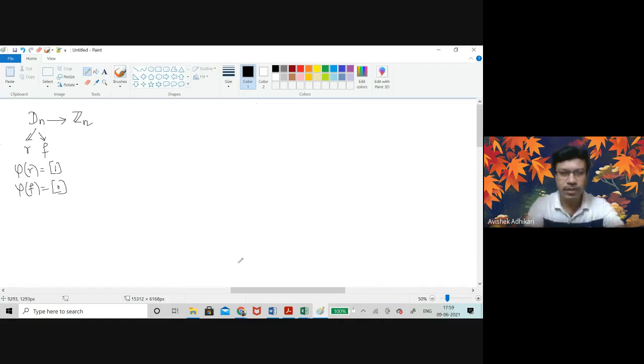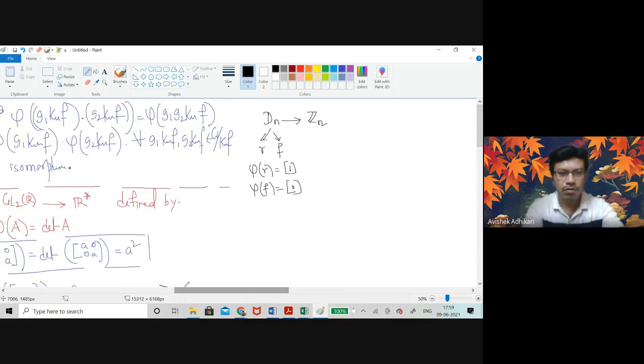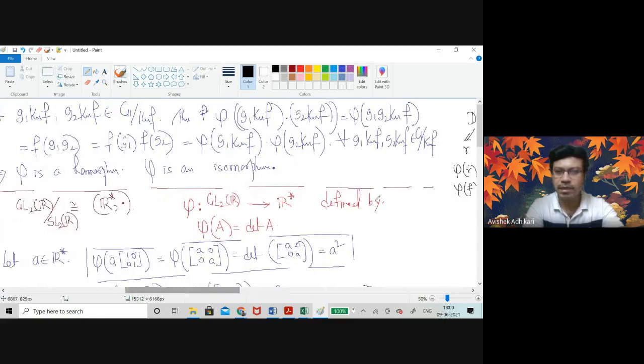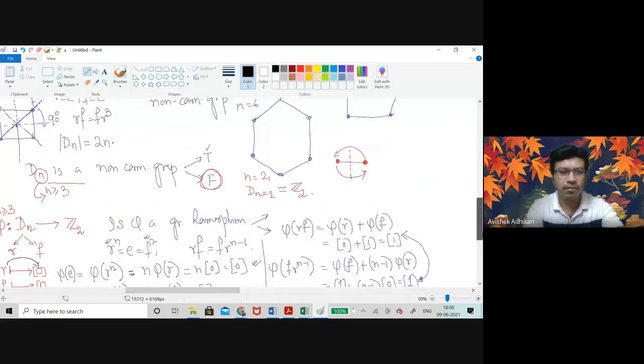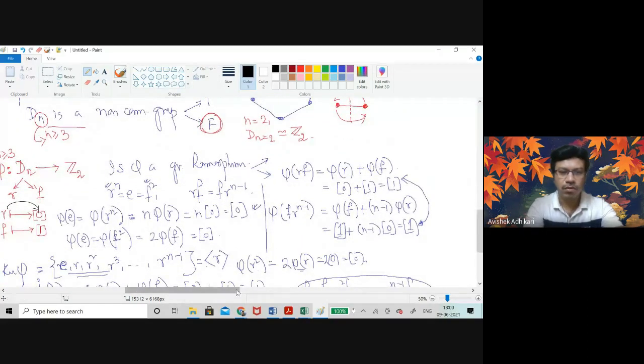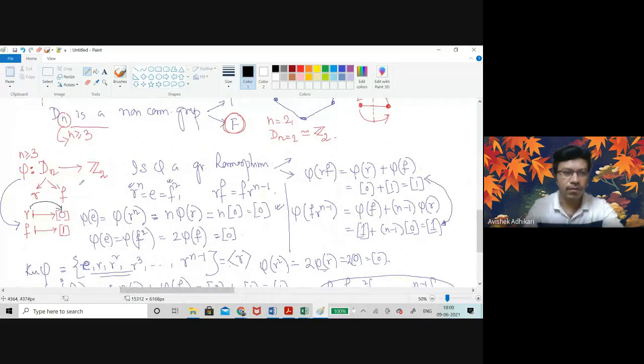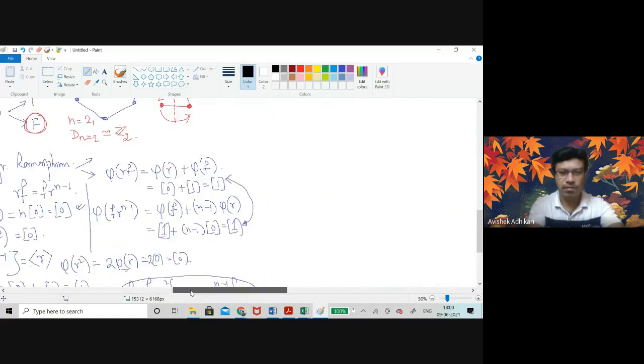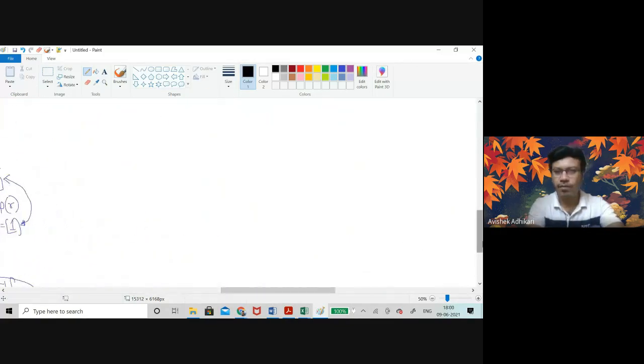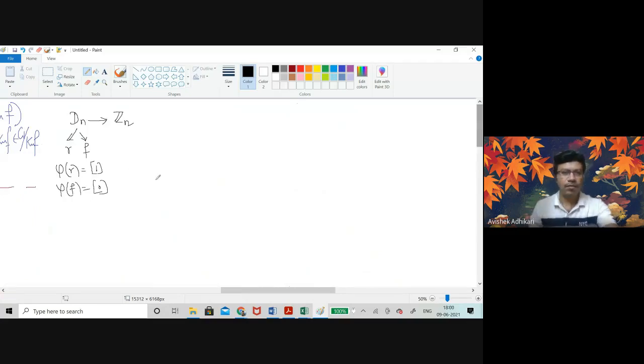So in my previous example, if you go back to the last example, phi of r was 0 and phi of f was 1, but now I am just changing it the other way around: phi of r is now 1 and phi of f is 0.